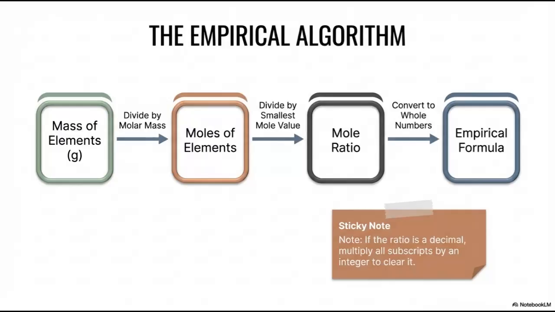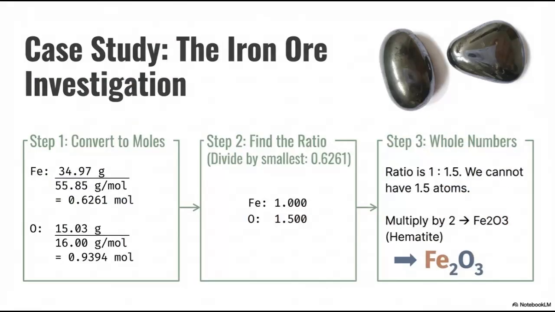Okay, so it's a like 1, 2, 3 step process. It sounds like it's a lot of work. It's not really. So let's look at this sample in here. I have iron and I have oxygen. I have 34.97 grams of iron. I have 15 grams of oxygen. The first step is converting to moles. So I divide by the molar mass of iron, divide by the molar mass of oxygen. I get the number of moles.